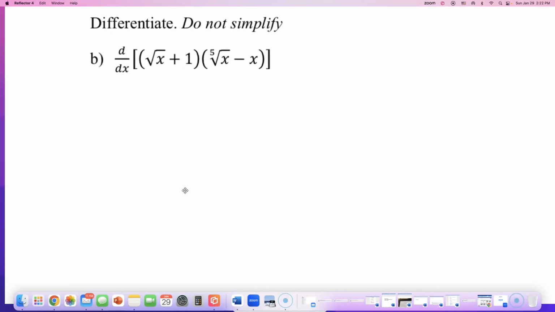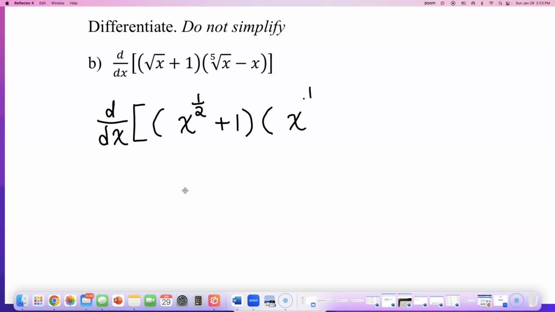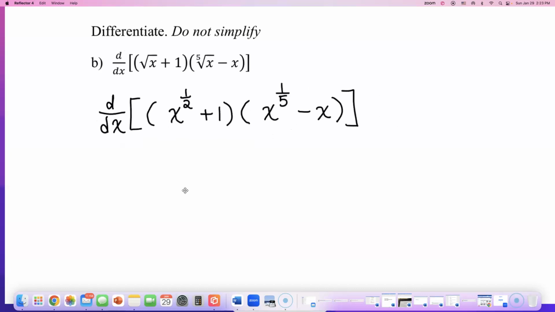Some nasty looking expression that we're going to try to rewrite first, okay? So let's rewrite that first parenthesis where we have the square root of x plus 1. Write that as x to the 1/2 power plus 1, because that's what square root is, right? Second parenthesis has a cube root. So guess what? That is x to the 1/5 power. So rewrite anytime you have these root expressions. And then now we are ready to do the product rule.